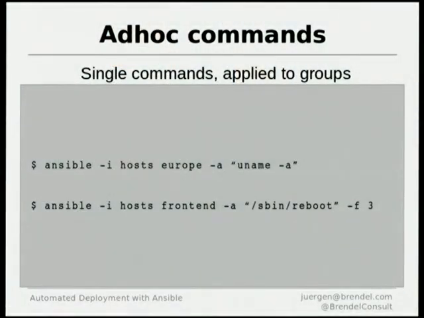single ones. So here in the first line, I'm getting the uname -a output from all my European hosts. In the second line, I'll tell Ansible to go and run a reboot on all my front-end hosts, right? And it just goes there. So it's a single line that reaches out to all the machines and does this command. But the single line ad hoc one is not really the interesting one.